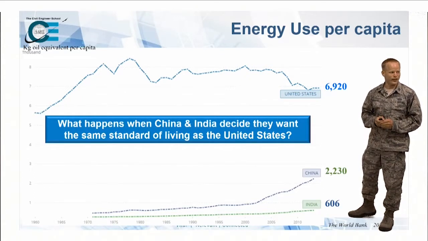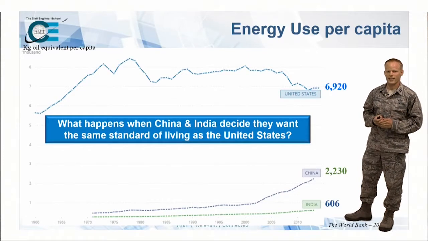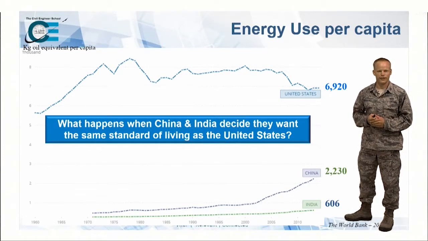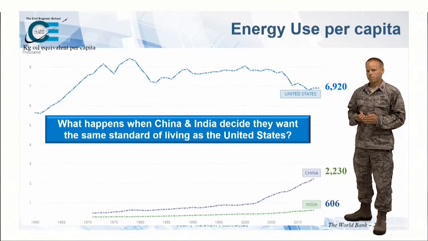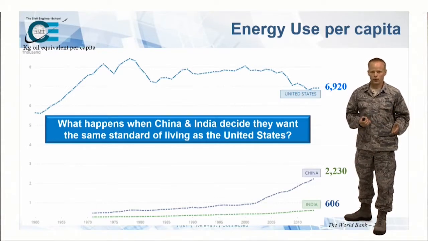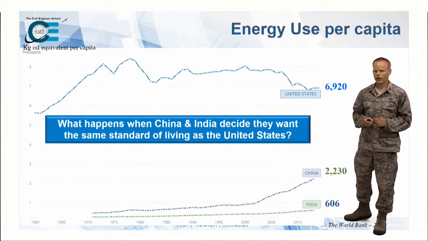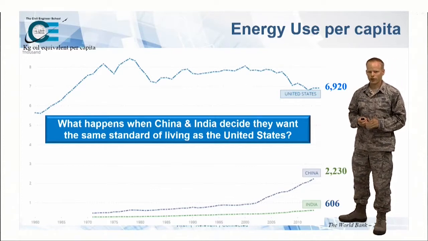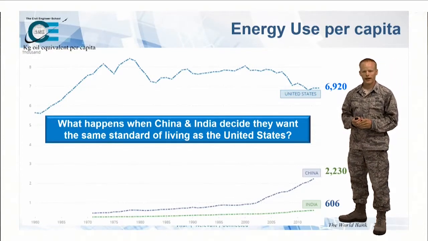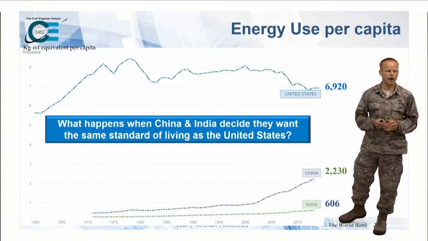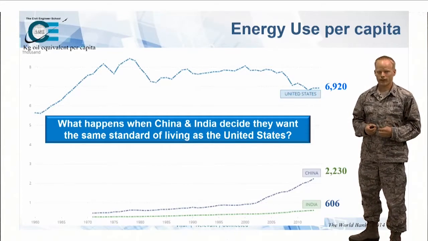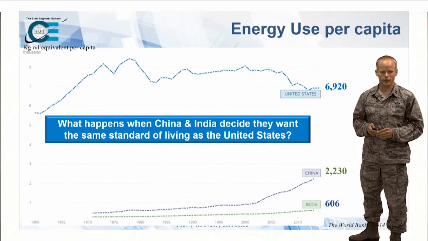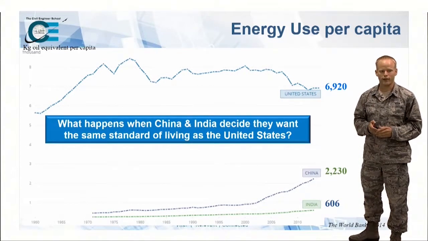So the question I have for you is, what happens when China and India decide they want the same standard of living as us? It's kind of a big question. They have a lot of people. Compared to them, we have very few people. We're talking about a third to a half of the world in population, and they are going to increase how much energy they use to try to meet our standard of living. It's going to be huge how much energy they want to use. So energy is going to be a big deal, and this could define our future conflicts.